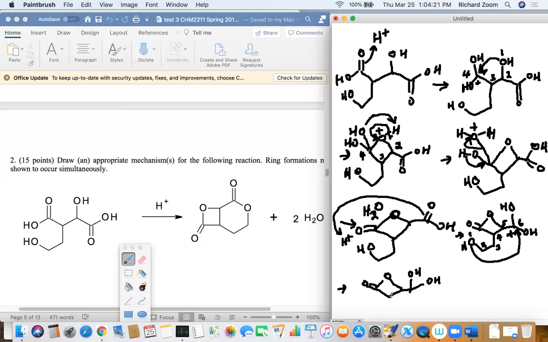Okay, so 1, 2, 3, 4, 5, 6. There we go. So I could do the numbering here, and it would be 1, 2, 3, 4, 5, and 6. And the O here, whoops, has a plus on it. All right. Any questions?